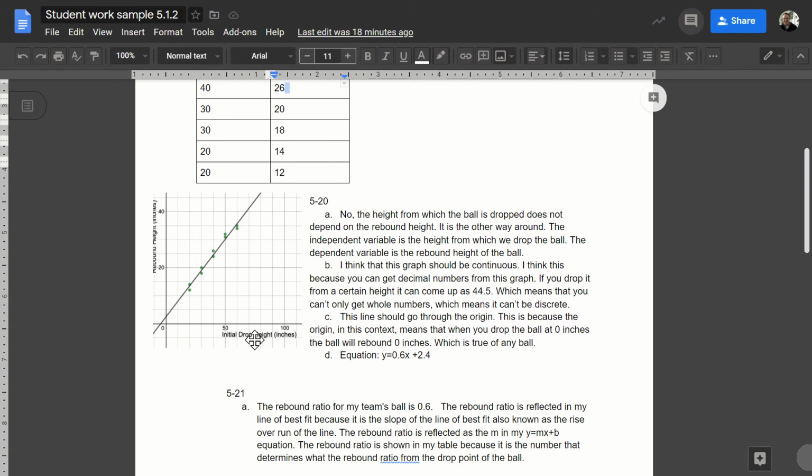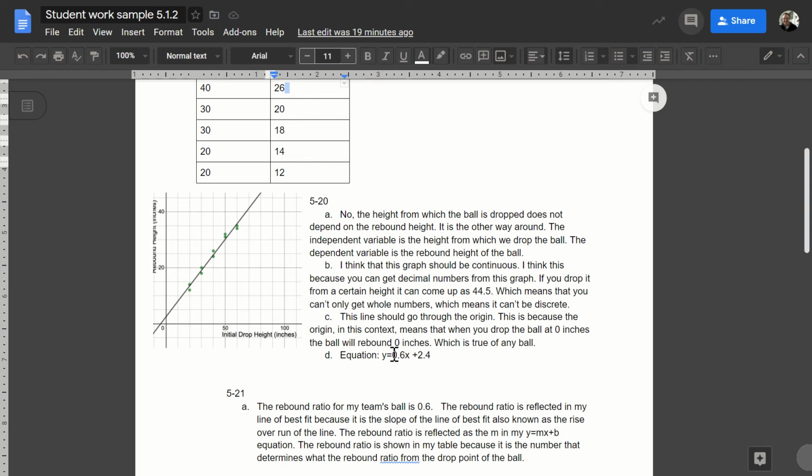In fact, this was the scatter plot a student did. This is from yesterday's work. And you can see that a line was a nice fit. I didn't have a residual plot that indicated a curve should have been used. This was a linear relationship. The line of best fit the student found was y equals 0.6x plus 2.4.